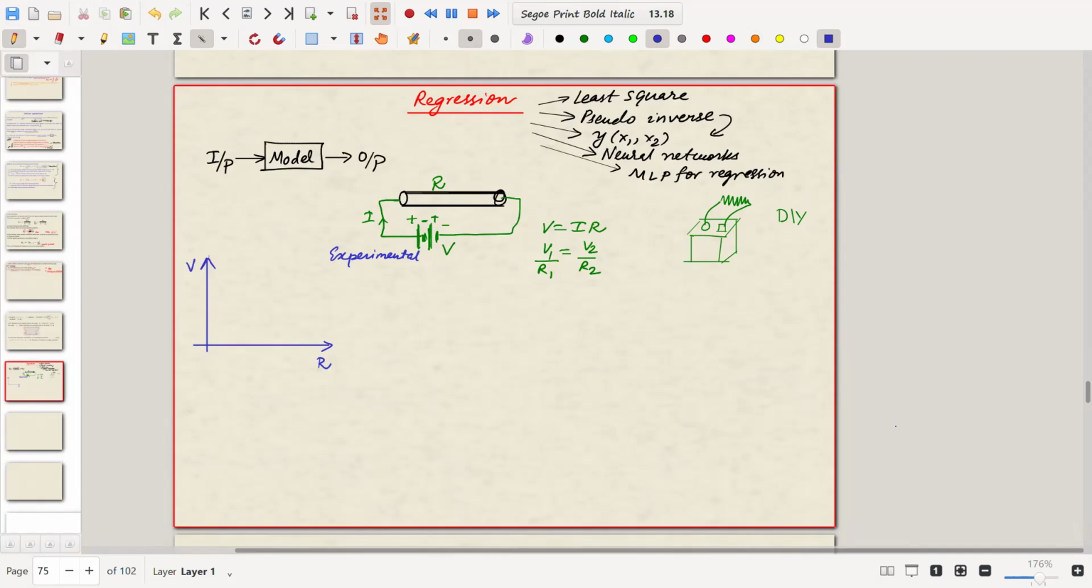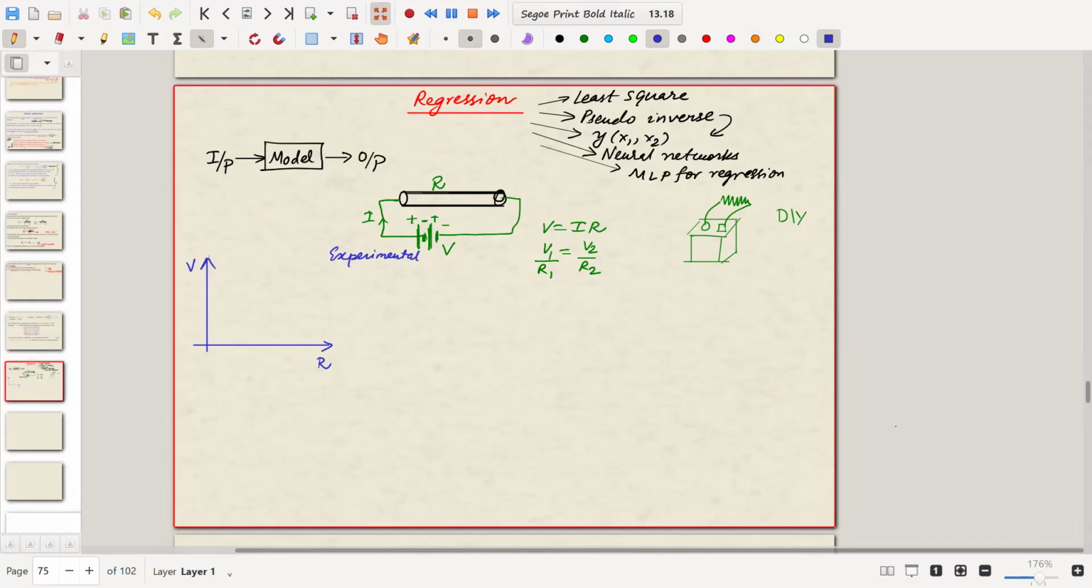So what do you think you will see in a real life experiment? In a real life experiment, you won't see a straight line. That's the catch. Why won't you see it? Because V equals IR is a real ideal situation. In reality, there are a lot of experimental factors we are not considering. What are the experimental factors? Oxygen is present.